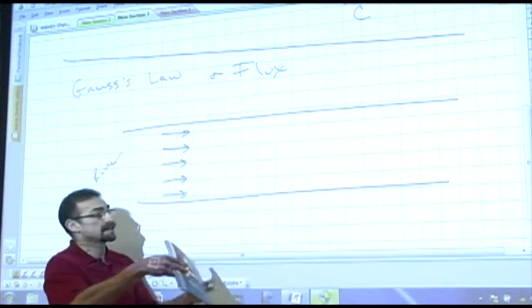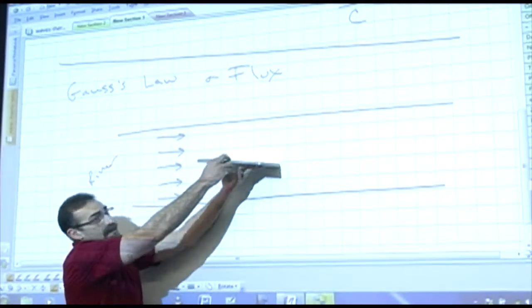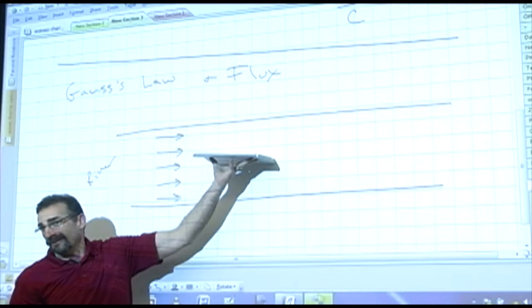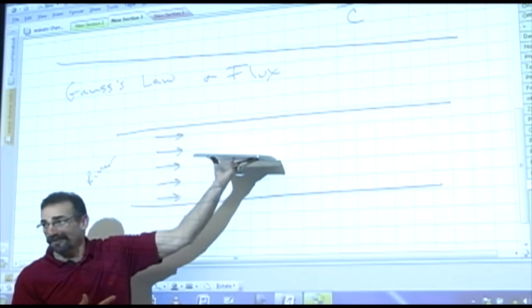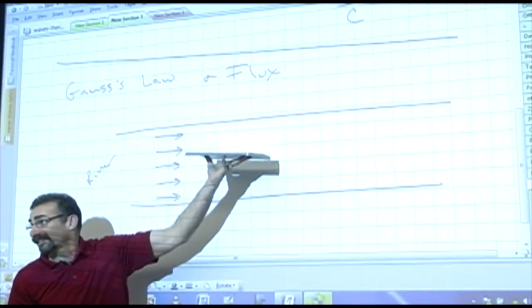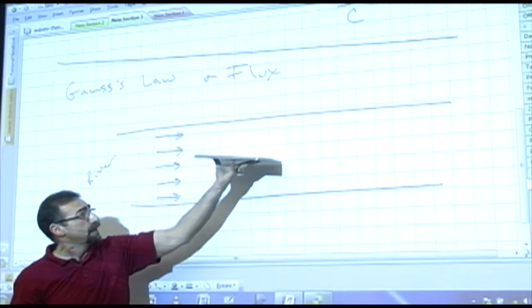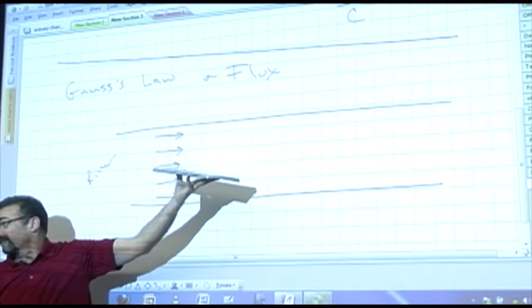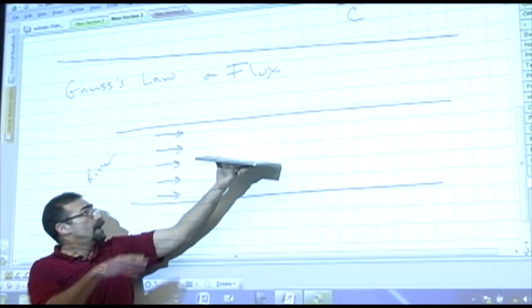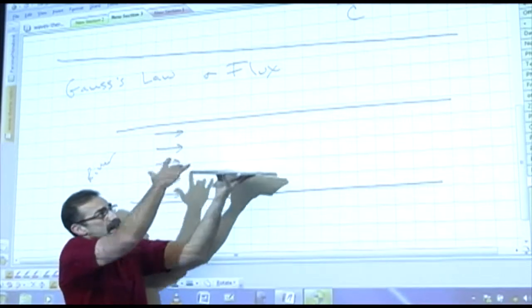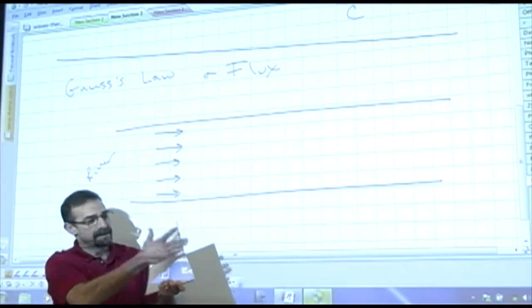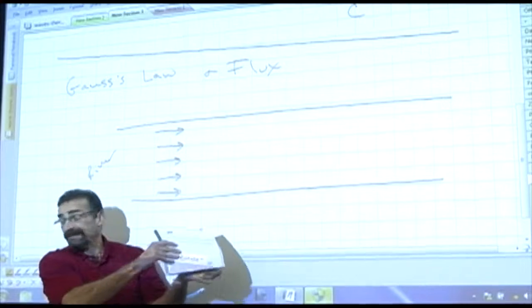Would we put our fishing net in like this? No, right? Fish is never going to go through that net. Nothing's penetrating the net, right? So in terms of flux, we would say the flux is zero. There's no water penetrating the area defined by my net.